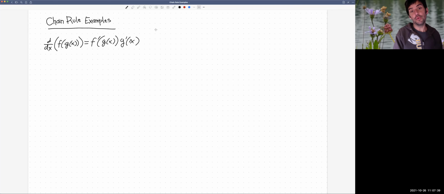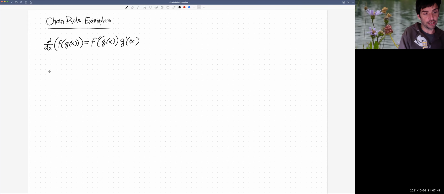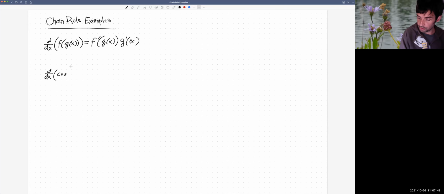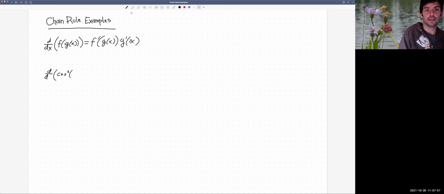So let's start with a derivative of a cosine function. Get an example of a trig function happening here. So I want to do the following: the derivative of cosine squared. Let's make it theta. Let's do some other variables. So d/dθ of cosine squared of theta.